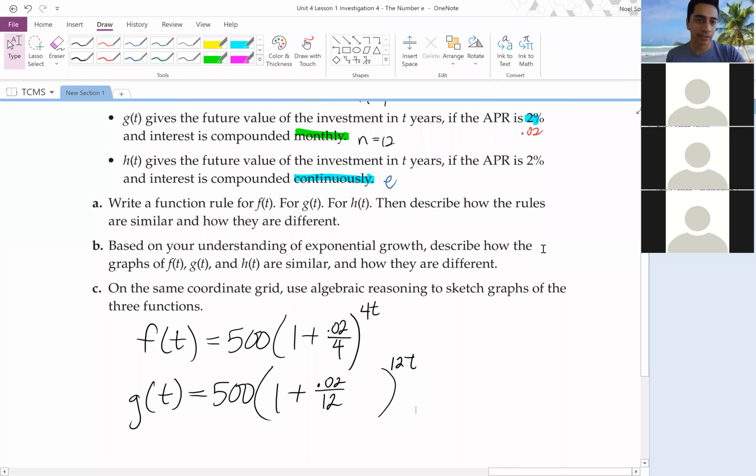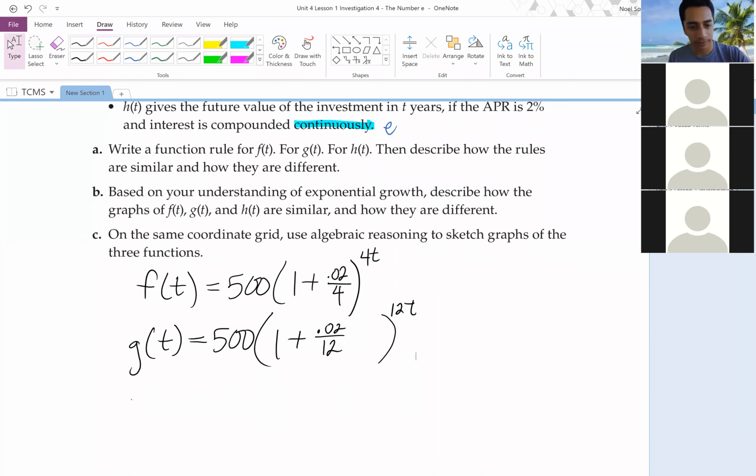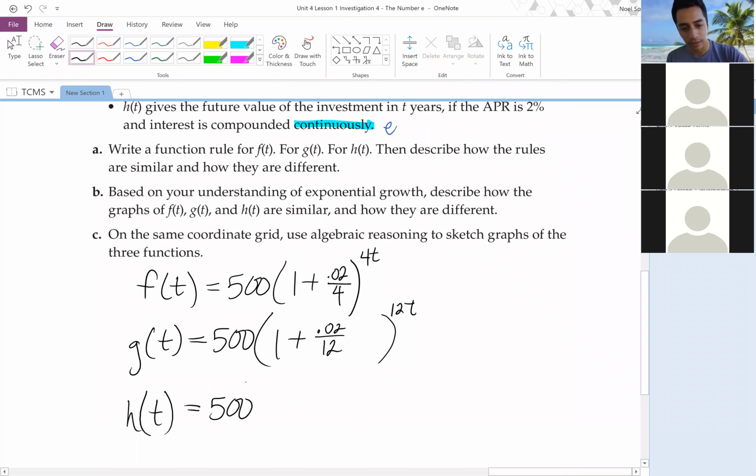All right, and then H of t, last one here, is going to equal 500. This time, because we don't have a compounding factor, we're just utilizing e, then to the 0.02t, okay? So notice how the power is slightly different on the compounded continuously formula, because your power is represented by the rate and the time, not the number of compounding periods. So those are the three formulas. We have F, G, and H.